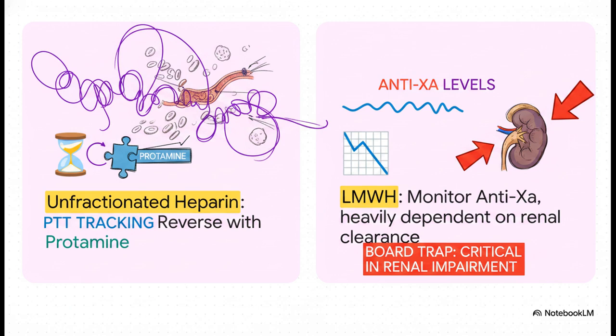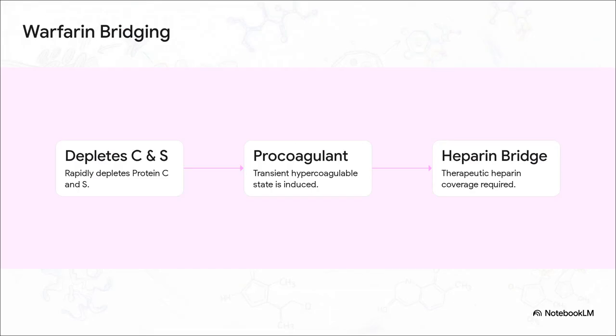Low molecular weight heparin, or LMWH, acts differently. It's monitored via anti-Xa levels and is heavily dependent on renal clearance. That makes it incredibly dangerous in severe acute kidney injury, so watch out for that. This brings us to a sequence that is tested constantly: mandatory warfarin bridging.